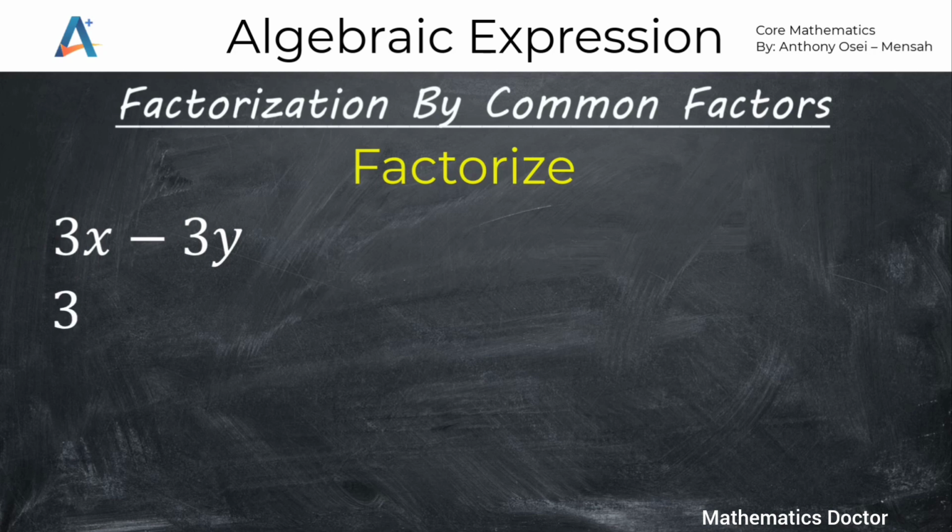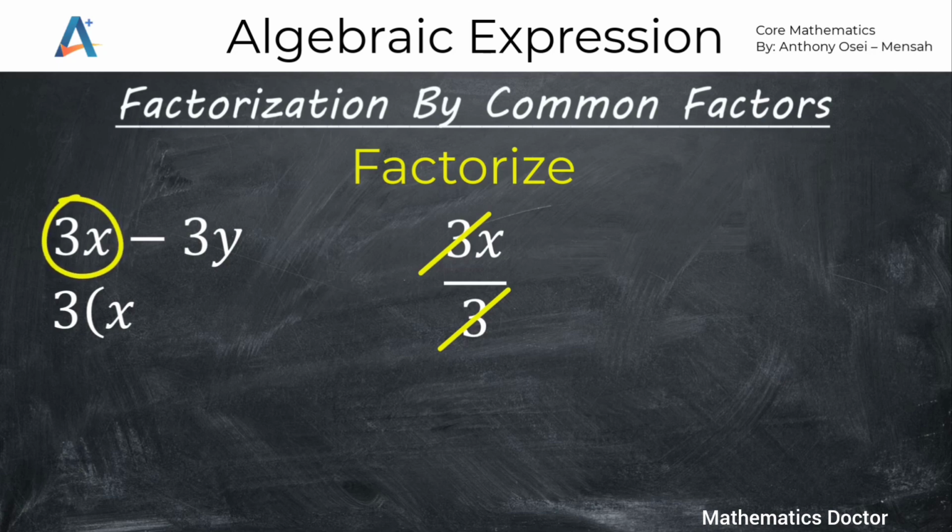Now, once the common factor is out, we'll have to divide each of the terms by the common factor. So 3x as a term, 3x divided by the common factor, which is 3. Over here, 3 will cancel itself 1 and cancel this 3 also 1, remaining with the term x. So x will be here. This is to say that 3x divided by 3, the 3 will cancel the 3, remaining with x.